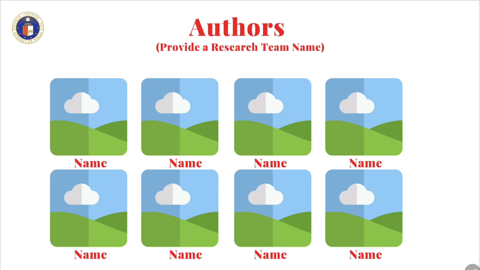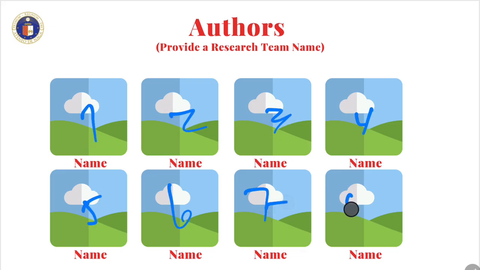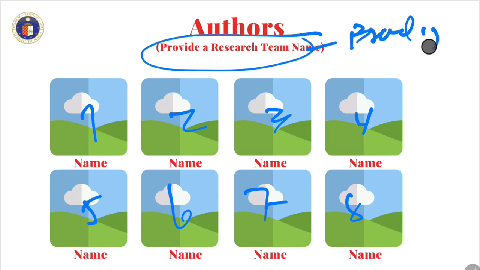For the author page, please follow this sequencing: 1, 2, 3, 4, 5, 6, 7, 8. So just adjust if you will be having more authors. Okay, so advisedly, you are to provide a research team name. That will serve as your branding, hopefully anchored on your topic.